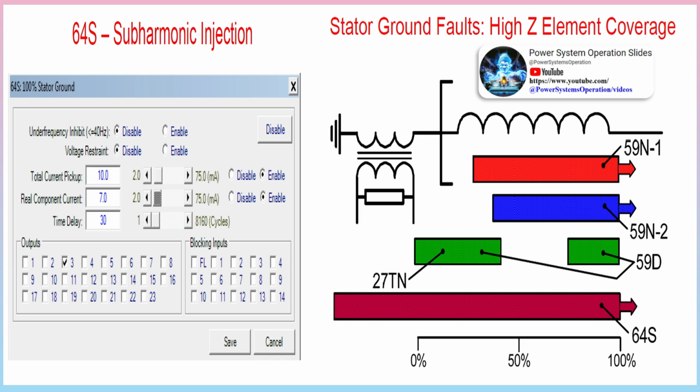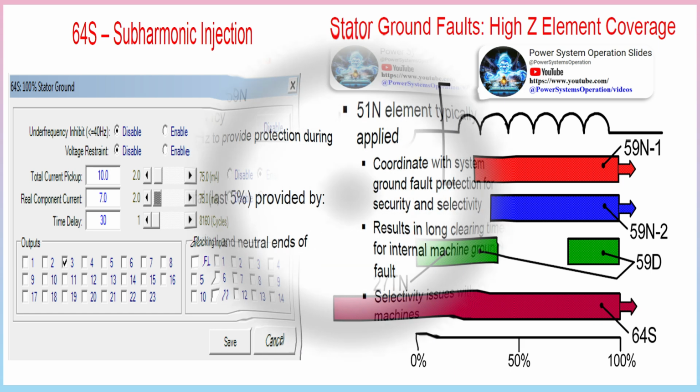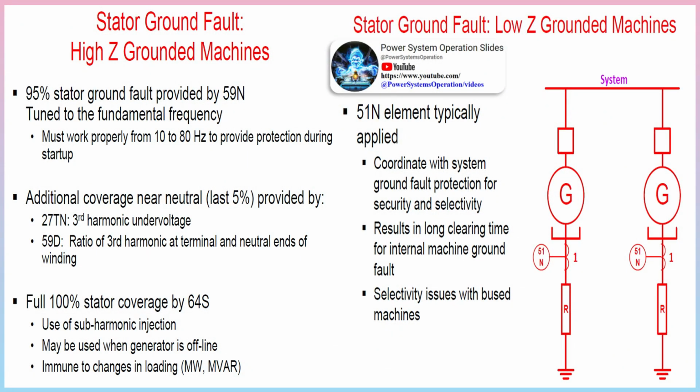Why do we care about faults near the neutral? A fault at or near the neutral shunts the high resistance that saves the stator from large currents with an internal ground fault. A generator operating with an undetected ground fault near the neutral is an accident waiting to happen. We can use third harmonic or injection techniques for complete 100% coverage.